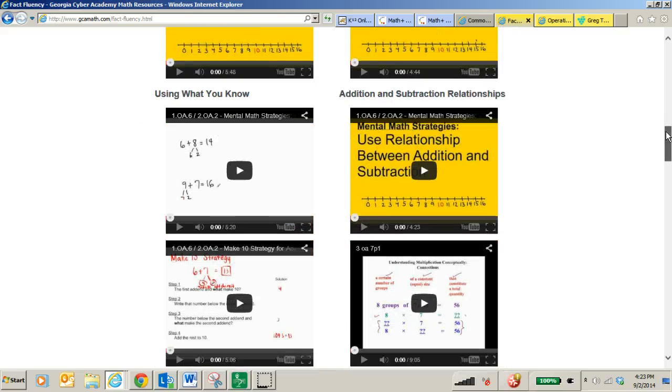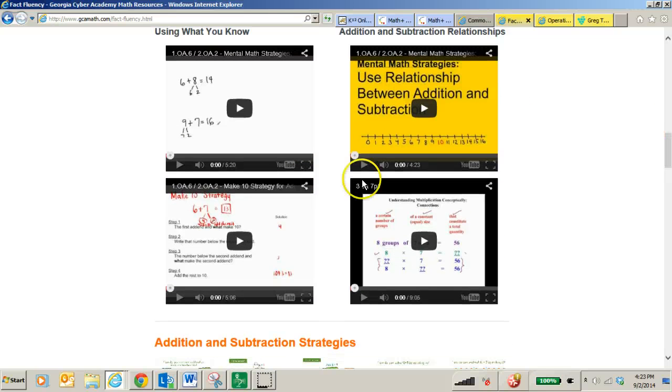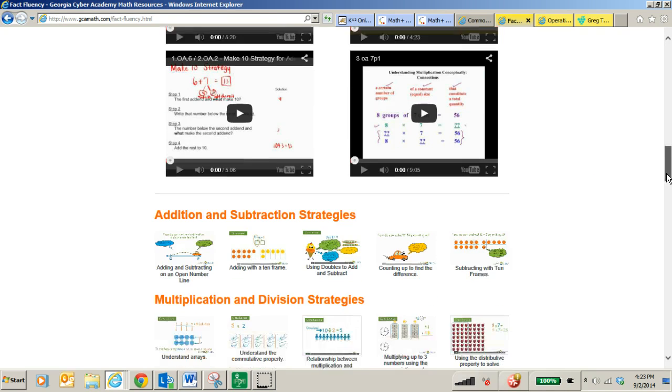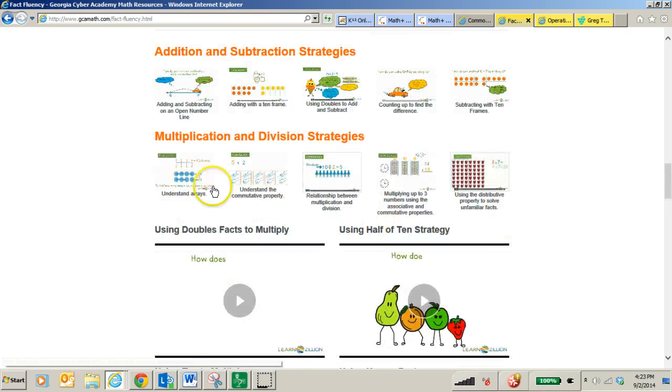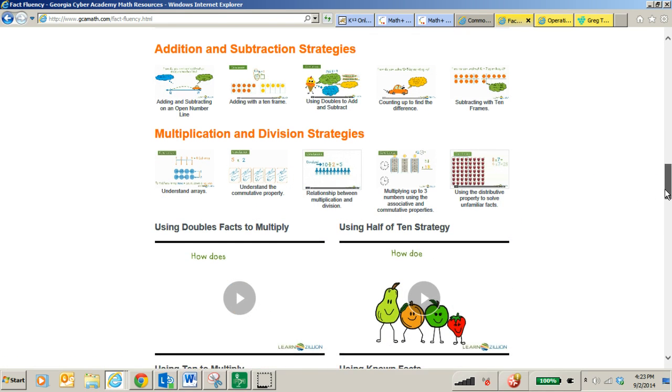And if you continue to scroll down, there are some videos, and some of these are for lower grades. That's why the 1 and the 2, those are first and second grade. This one does get into third grade a little bit. But again, here are some of those multiplication strategies we just talked about.